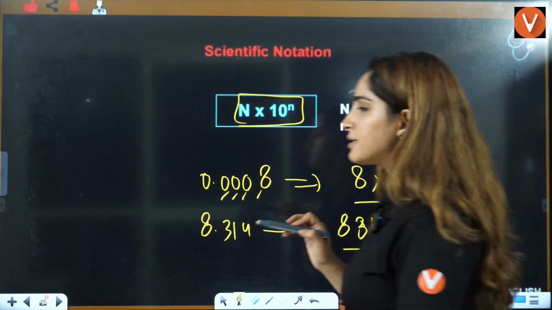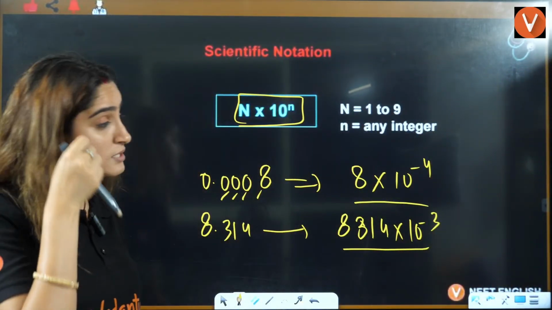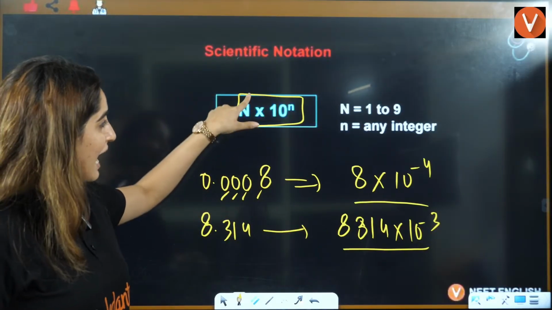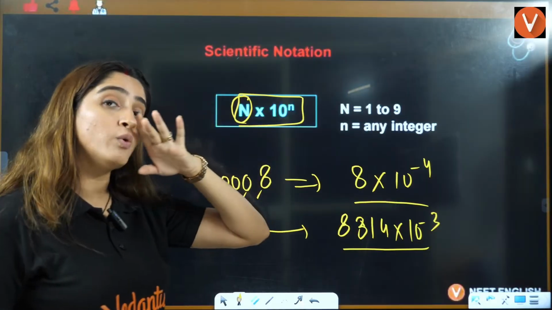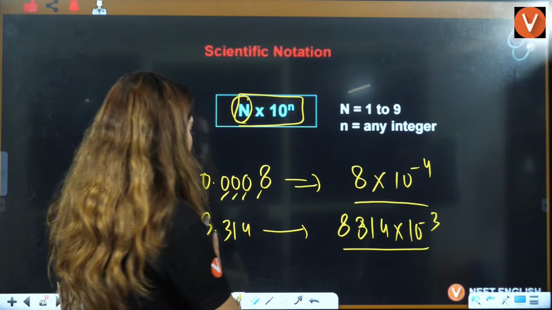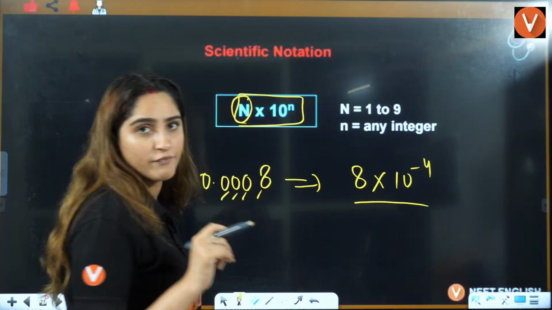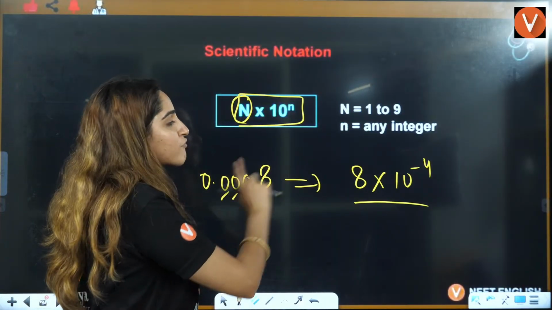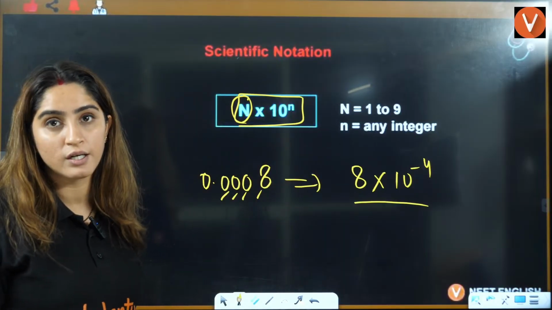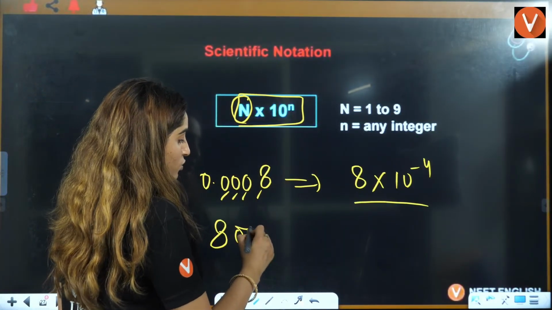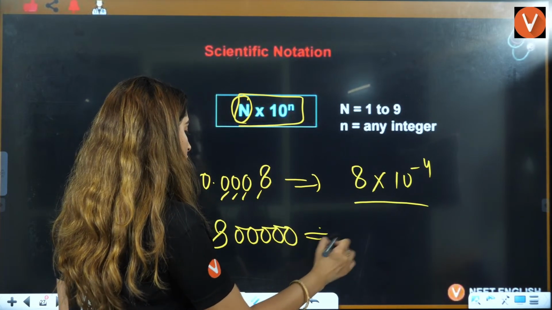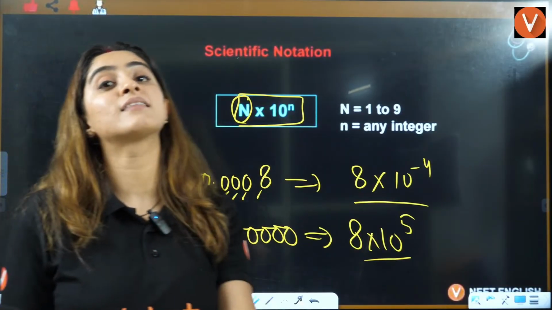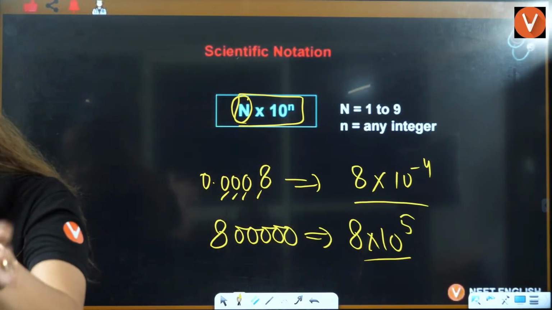Okay. Now if you see this, it is not making it very easy for us, because this n should be from 1 to 9, only then it becomes easy for us. 8314 is still a bigger value, right? So I have converted this into an easy conversion here. For example, I have 800000. So I am converting it into 8 into 10 raised to power 5. That is the easy thing that I have converted it into.